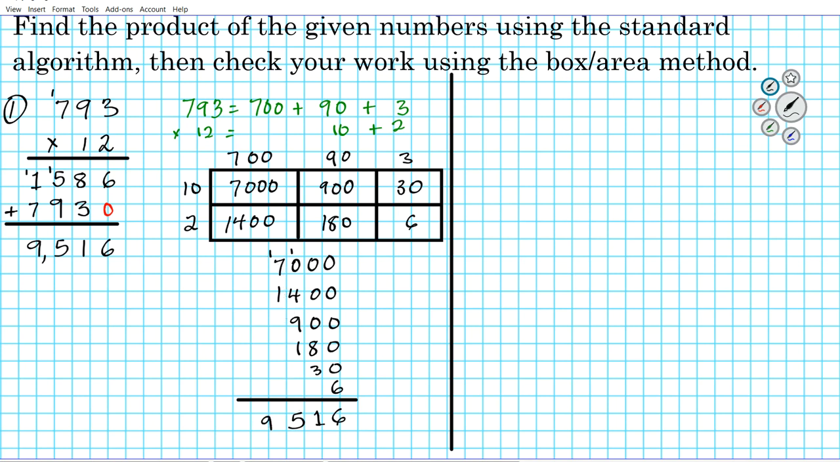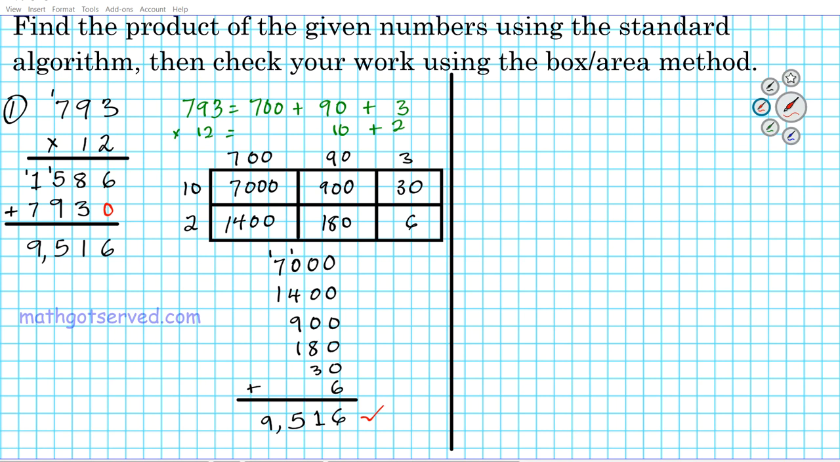Your answer is 9,516. We notice that these two answers check out. They're exactly the same, so we have confidence that our answer is correct. Okay.